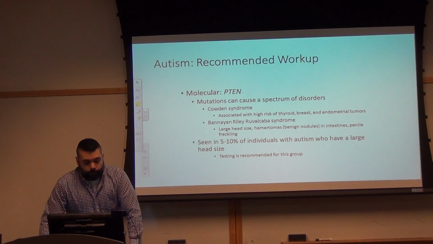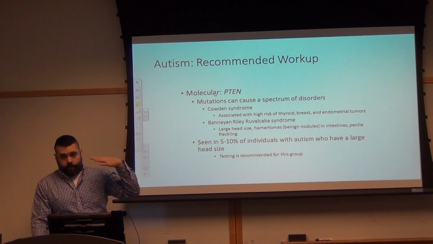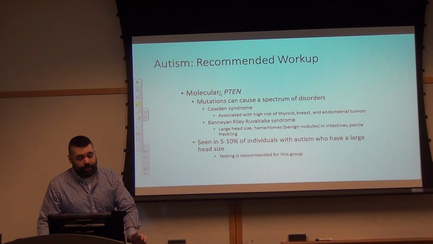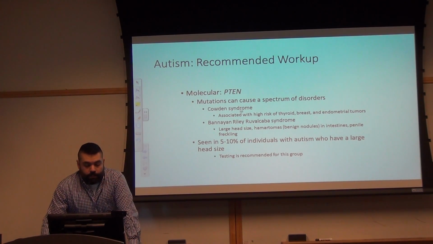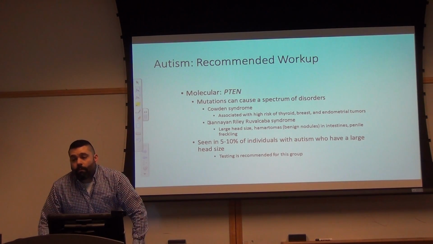And finally, now we've gone through karyotyping and we had triplet prime repeat. Now we're going to talk about a gene called PTEN. So PTEN actually causes a bunch of different disorders. Cowden syndrome is a cancer predisposition syndrome of thyroid, breast, and endometrial tumors. It can cause an overgrowth syndrome. You don't have to remember Bannayan-Riley. I don't remember that. I just remember PTEN overgrowth.